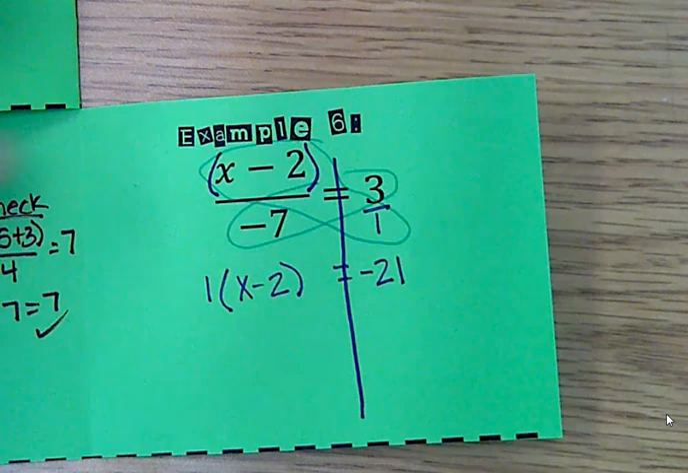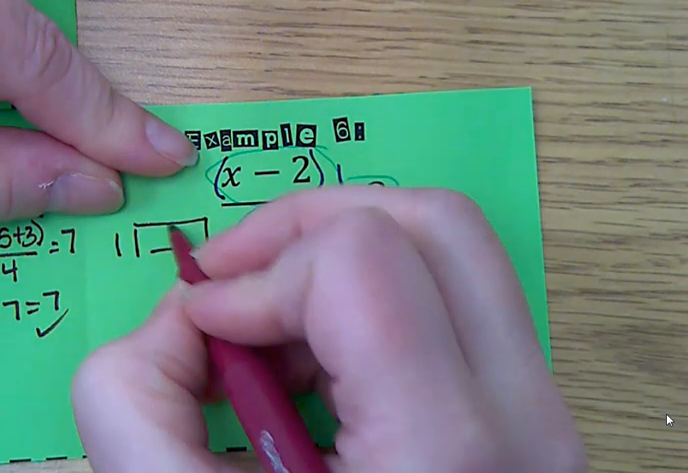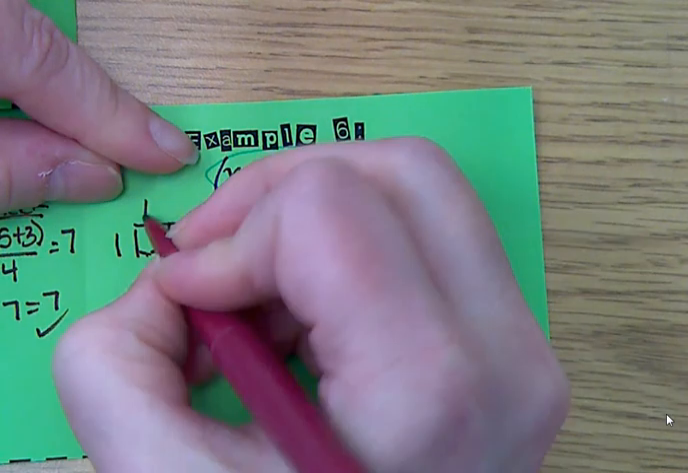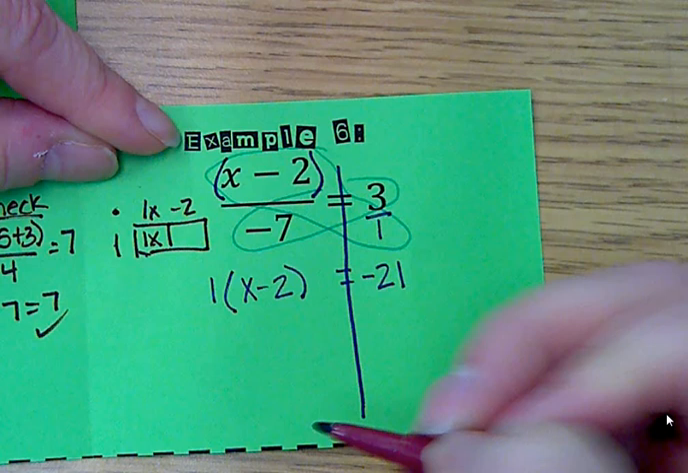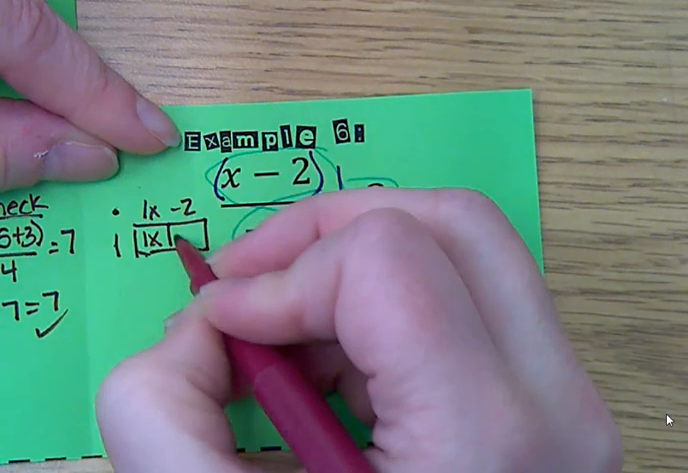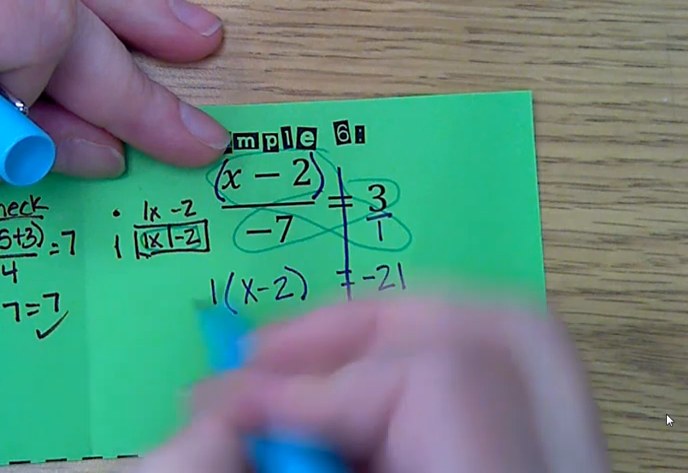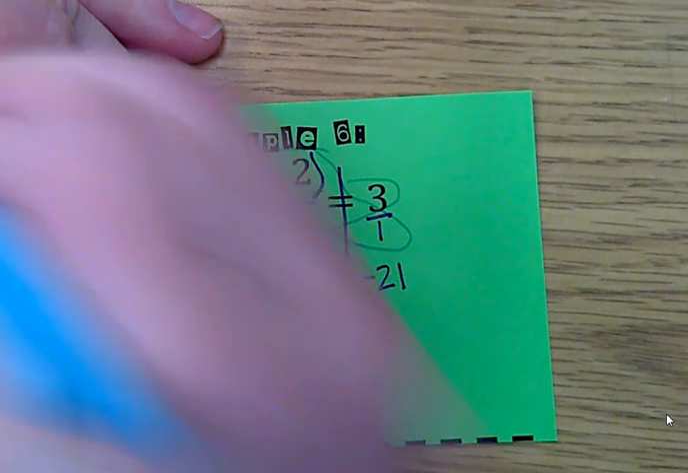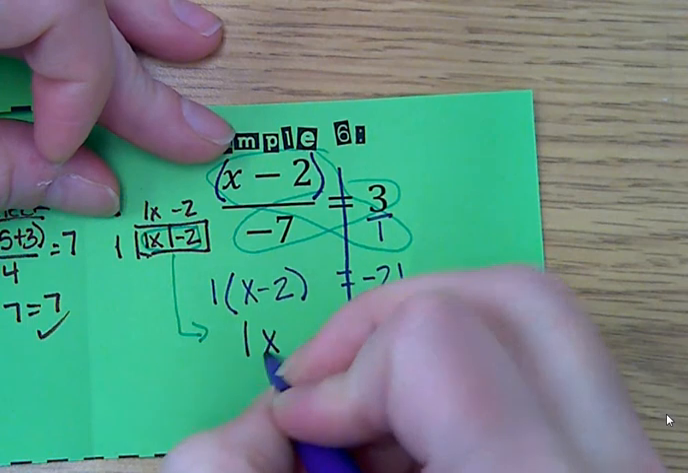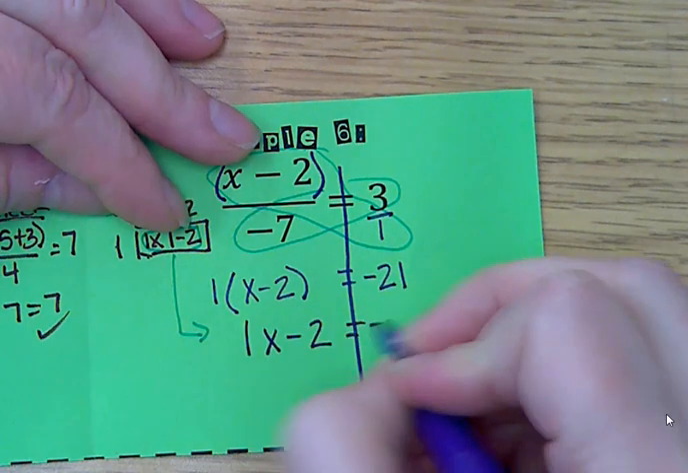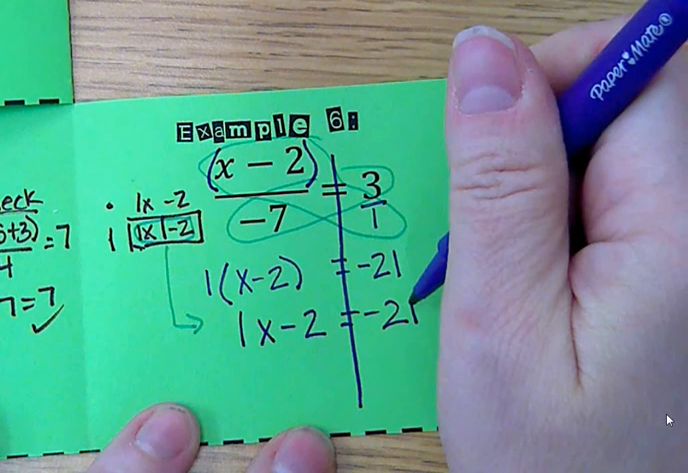Okay, I am going to multiply 1 times 1x minus 2. 1 times 1 is 1, bring down the x. 1 times a negative 2 is a negative 2. And we pull out what is inside these boxes. Hopefully you remember this. We spent some time on this before Christmas. So I have here a 1x minus 2 equals negative 21. And remember, these are two-step equations. So there's my first step. I have one step left.